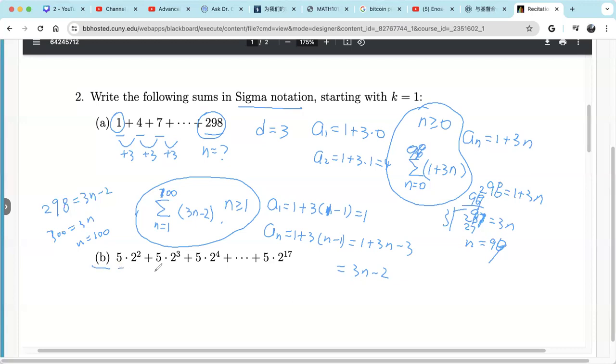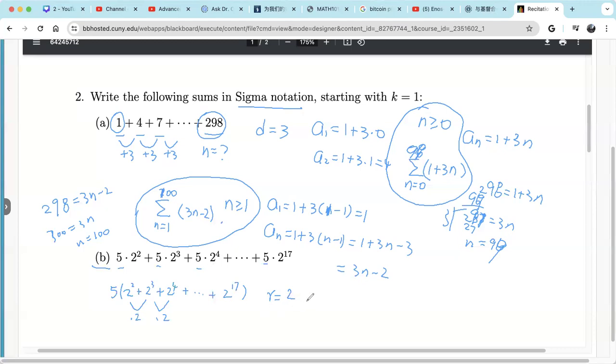B, we see every term has a factor of 5. So maybe we'll factor out 5. Now, factor out 5, of 2 squared plus 2 cubed plus 2 to the 4th power plus, plus 2 to the 17th power. Well, obviously, this is a geometric sequence, right? Because 2 squared to 2 cubed is multiplied by 2. 2 cubed to 2 to the 4th multiplied by 2. So each step is multiplied by 2. So the common ratio for this geometric sequence is 2.